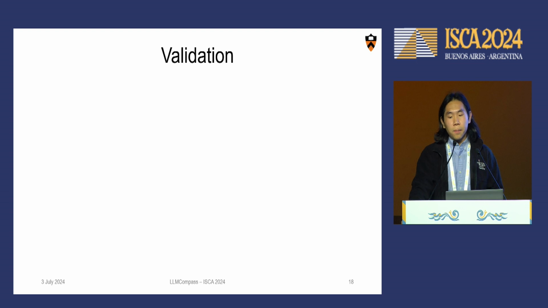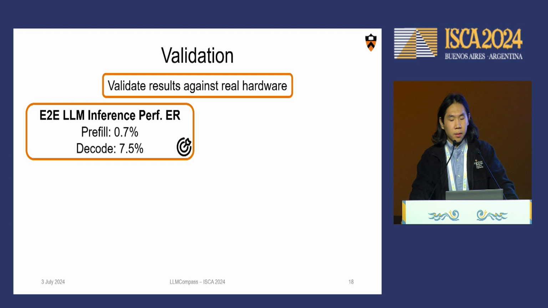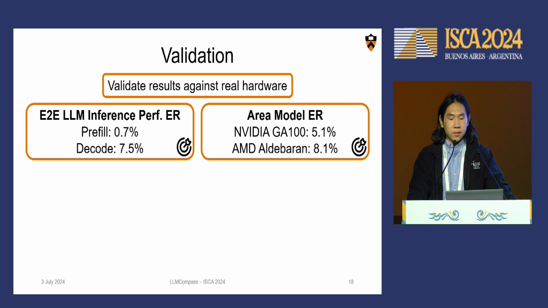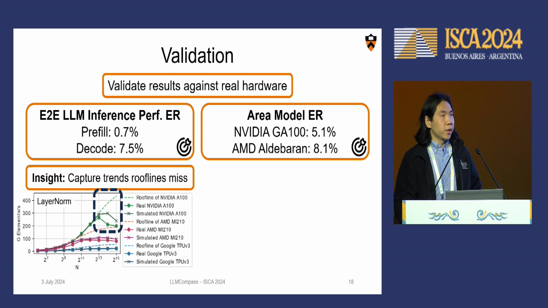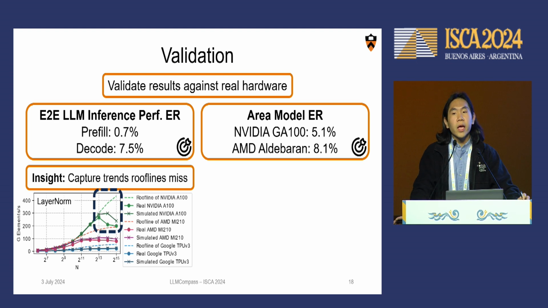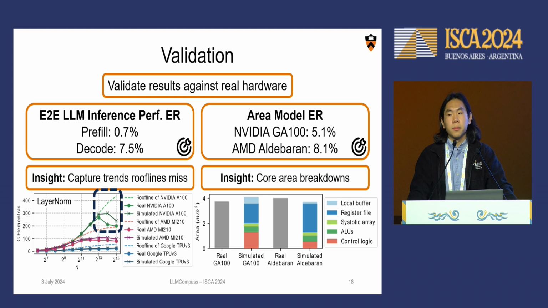We validate LLMCompass against real hardware. When comparing end-to-end LLM inference performance, as well as die area estimates against multiple devices, we were able to achieve great accuracy. Furthermore, we also provide new insights compared to existing frameworks. For example, when we were benchmarking layer norm and sweeping the reduction dimension, if we focus on the blue rectangle and look at the dashed line, that's the roofline, we're able to capture the behavior of real hardware that roofline models overestimate. Additionally, our area model is able to provide core area estimates, which are previously undisclosed.